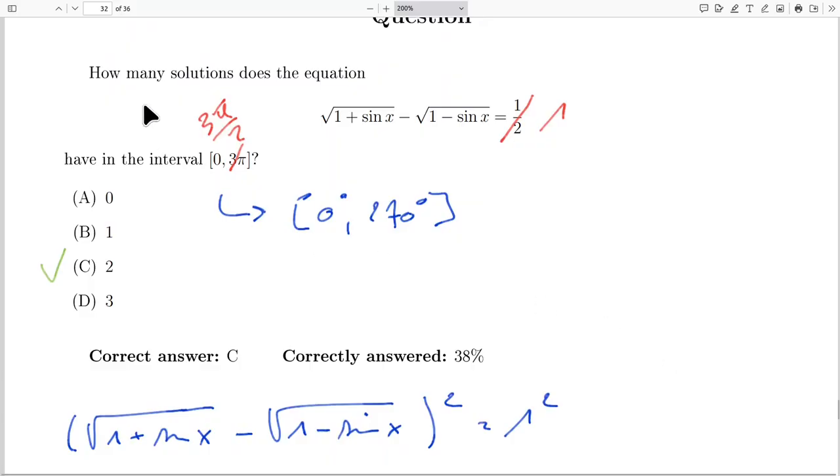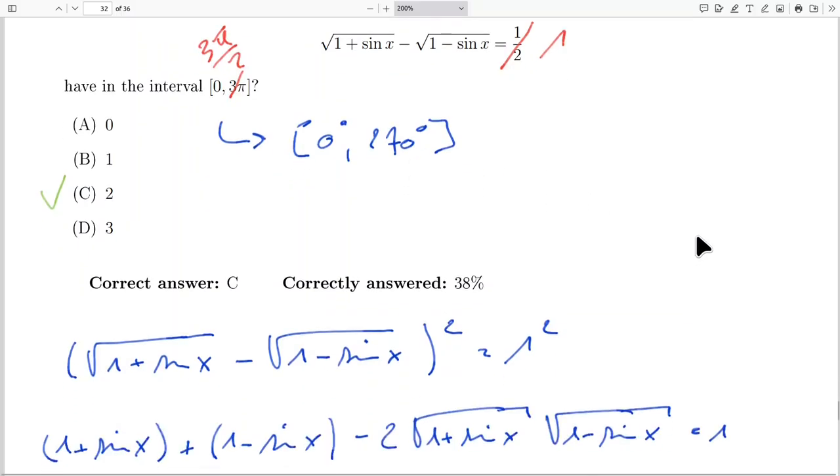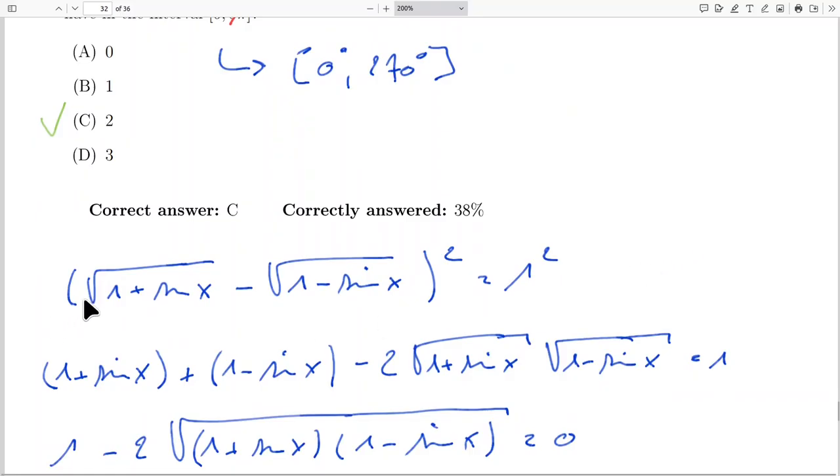Okay, so the question is, how many solutions does the equation square root of 1 plus sine of x minus the square root of 1 minus sine of x equals 1 have in the interval 0 to 3 pi over 2, or 0 to 270 degrees? To solve this, I'm just going to square both sides.